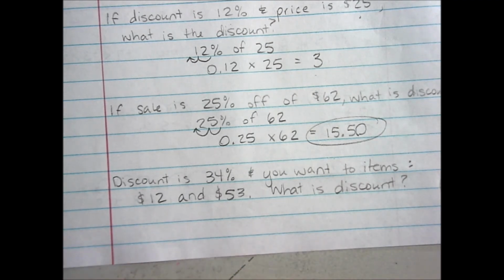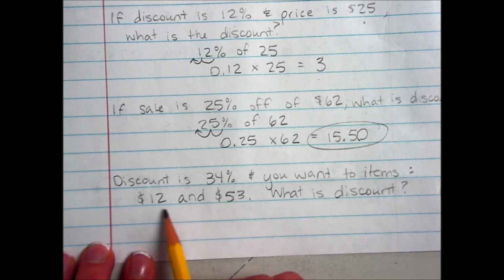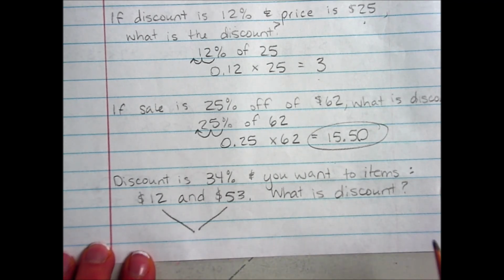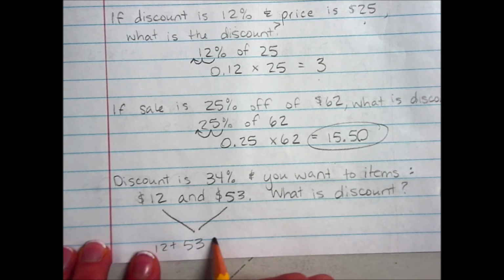Okay, so this time, because I want 2 items, there's something I have to do before I can set up my problems. Aiden? Do you multiply 34 by 2? That's a good guess. No, we're not multiplying yet. Allison? Add 12 plus 53. All right, so we're going to take this 12 and 53, and we need to add those two. So 12 plus 53 gives me 65.